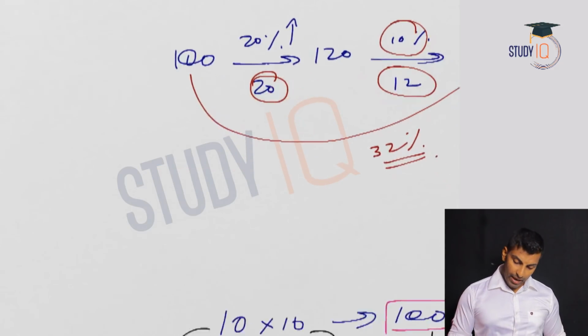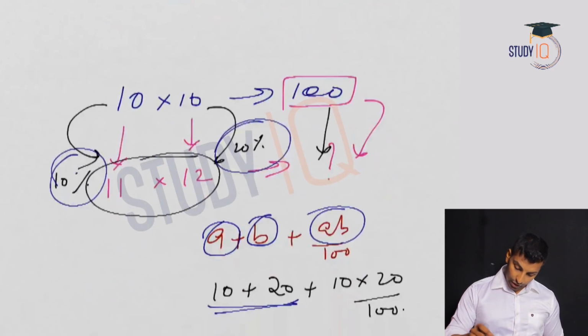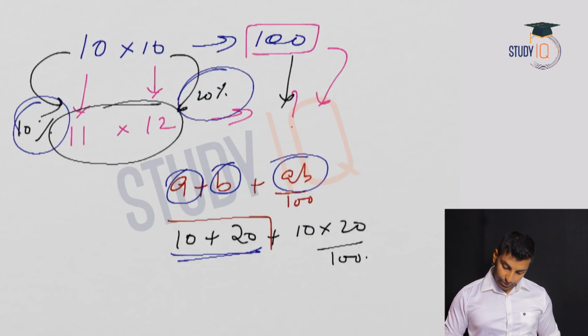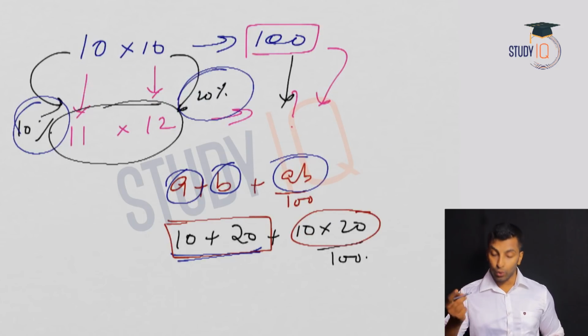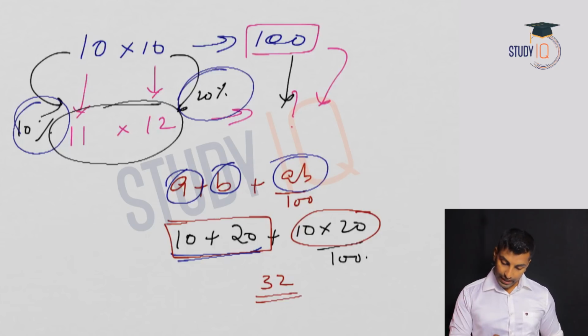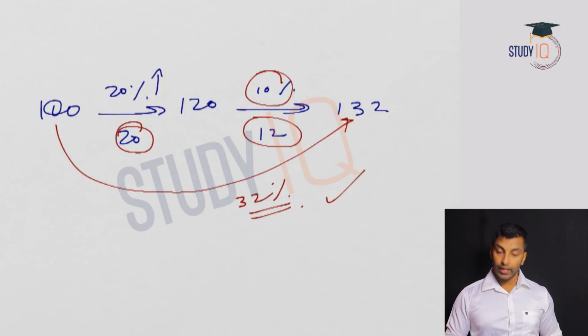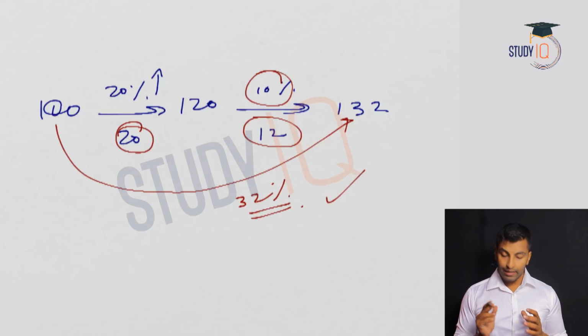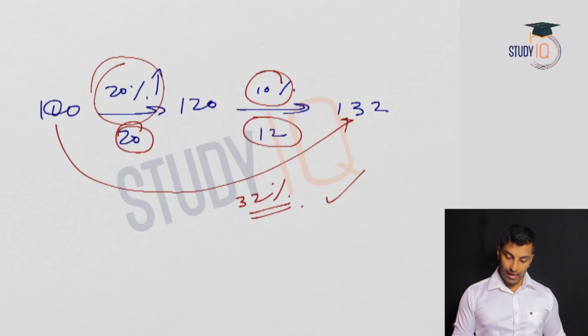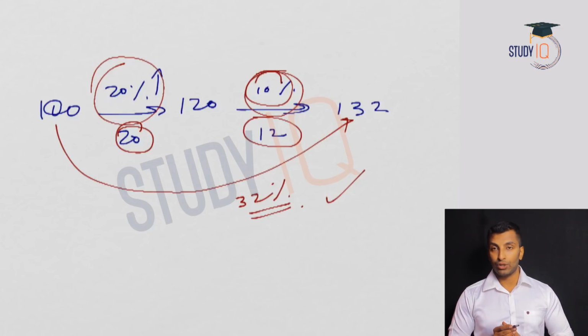Now if you do the same by using the formula, then also what will you get? See, 10 plus 20 is 30. Then 10 into 20 is 200, 200 by 100 is 2. So 32 is what you will get otherwise also. So this is a better way of visualization. A 20% increase, then a 10% increase, and you'll get the actual value.